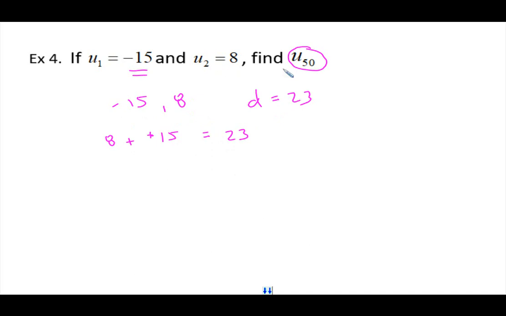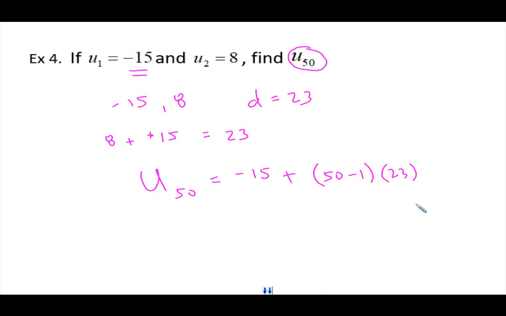Okay, so if I need to find the 50th term, I have the first term, which I know already is negative 15, plus n, which is going to be 50, minus 1, times d, which I just figured out was 23. So 49, so we end up with 49 times 23.